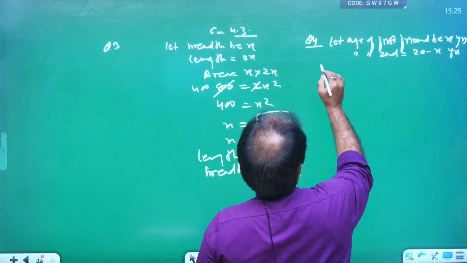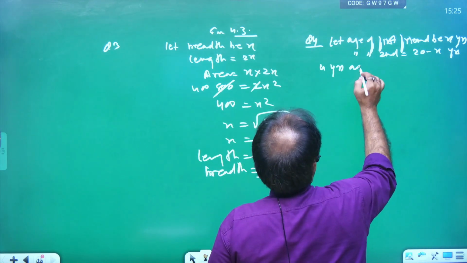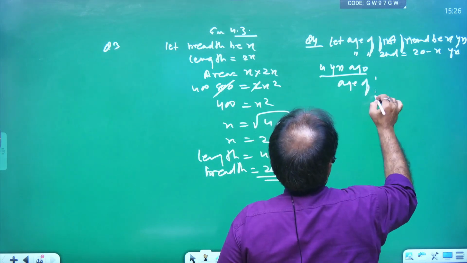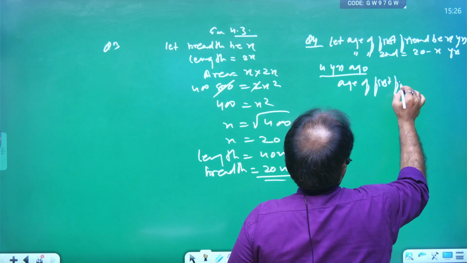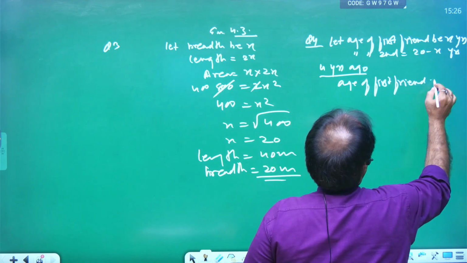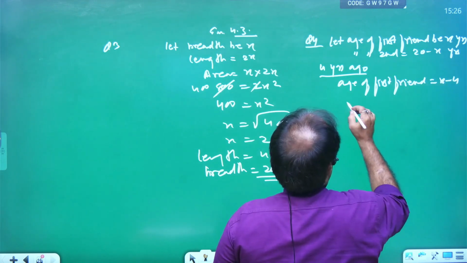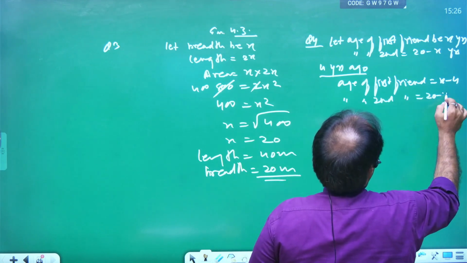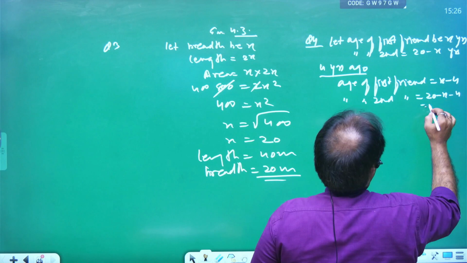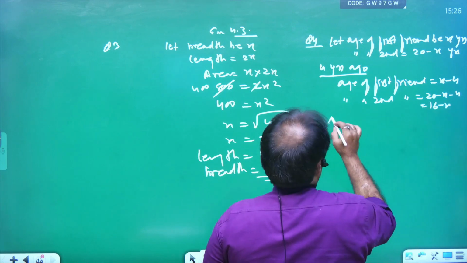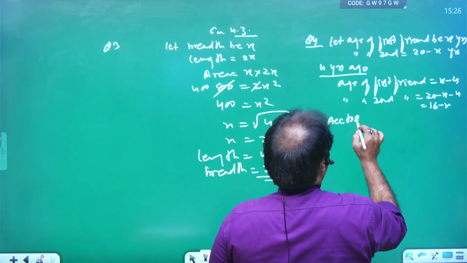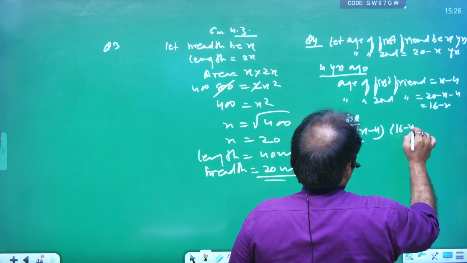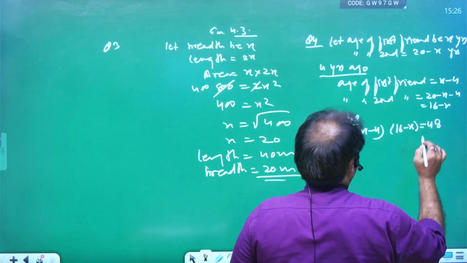Okay, so 4 years ago, the age of the first friend was x minus 4, and the age of the second friend was 20 minus x minus 4, that is 16 minus x. And now according to the question, their product x minus 4 into 16 minus x is equal to 48.